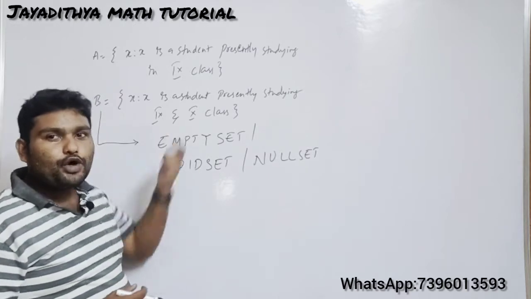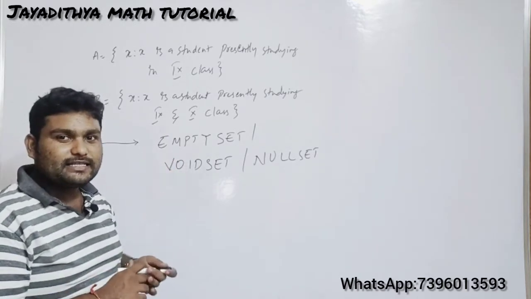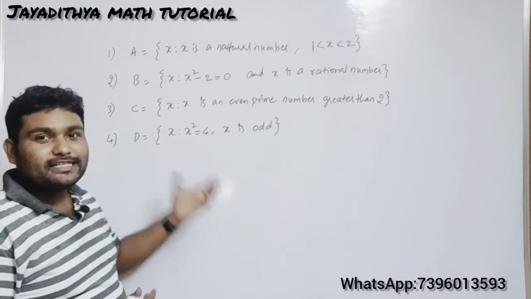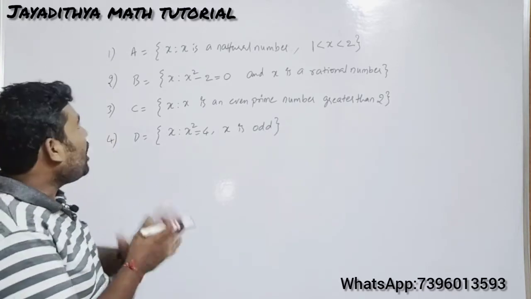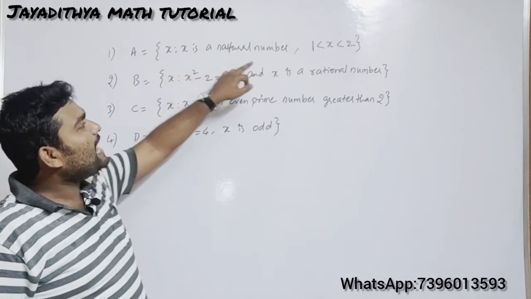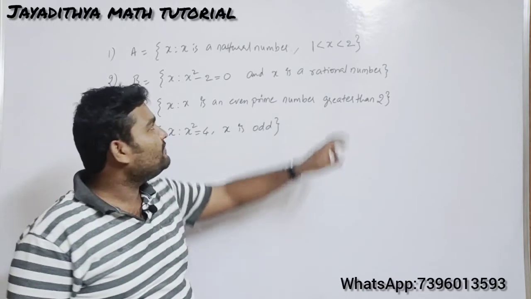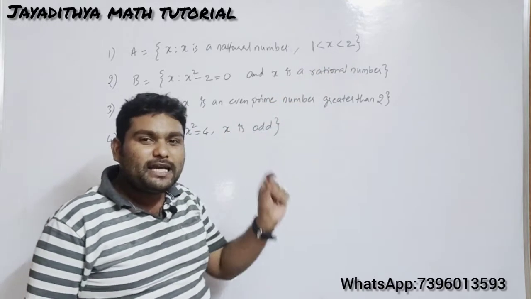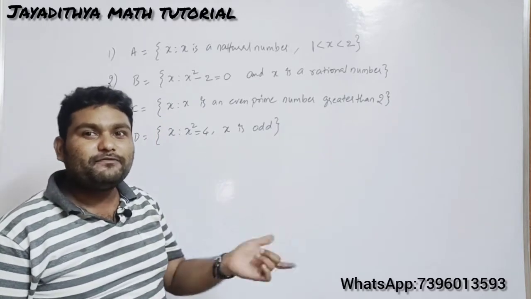Let us take some more examples and see some null sets. I have written some examples of sets, so let us see whether these sets are empty sets or not. How to check them? What is our first set here? x such that x is a natural number, and the condition given is 1 less than x less than 2. That means x must be a natural number and it must lie between 1 and 2.